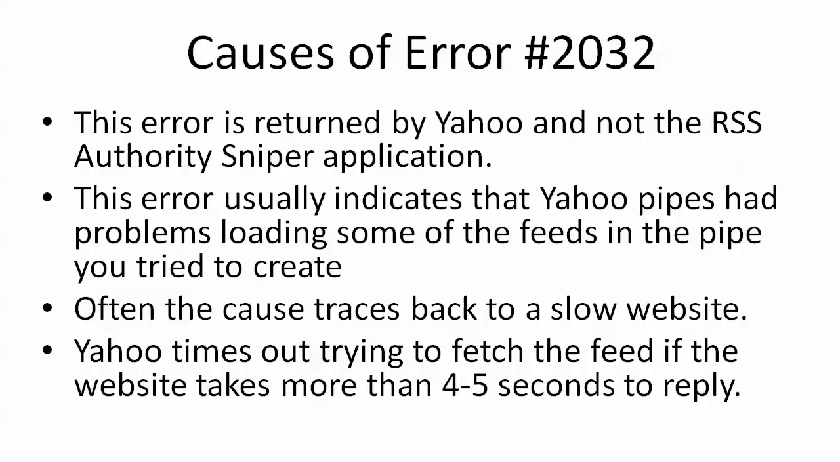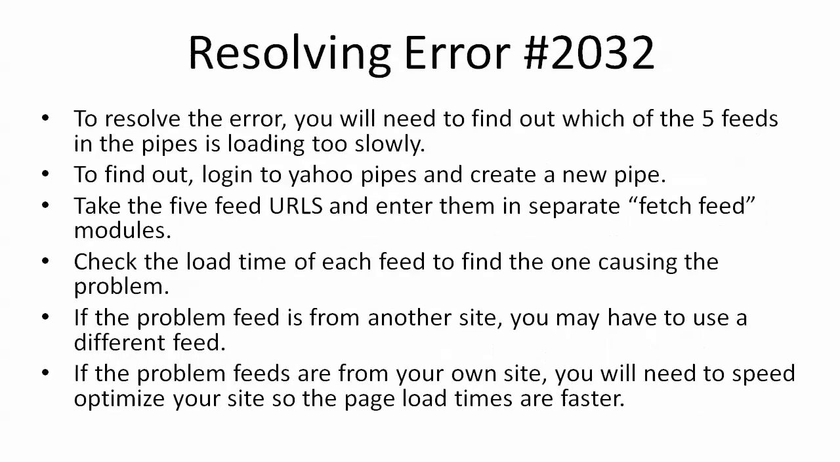But if any of those sites is really slow and doesn't return the feed to Yahoo within 4 to 5 seconds, then Yahoo will time out because it won't wait forever. When that happens, a lot of times you'll get this error 2032, or sometimes the application will just tell you that Yahoo didn't answer. So what you have to do is figure out which of the 5 feeds in the pipe is loading too slowly so you can decide what to do.